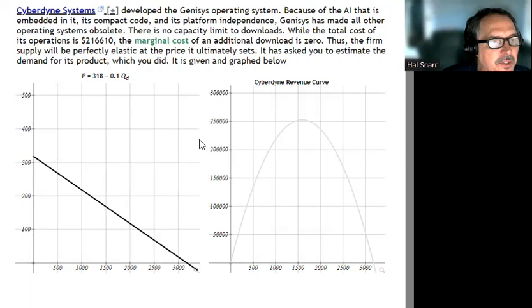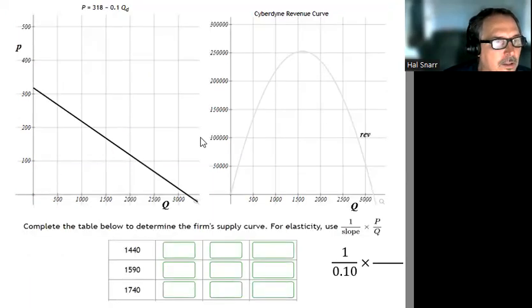Now, to illustrate this model, we first label it completely. And then I put this table underneath the two graphs so we can calculate things in Excel. So in my class, students calculate these things in Excel. The first column is quantity. This is the price column. This is the elasticity column. And this is the revenue column.